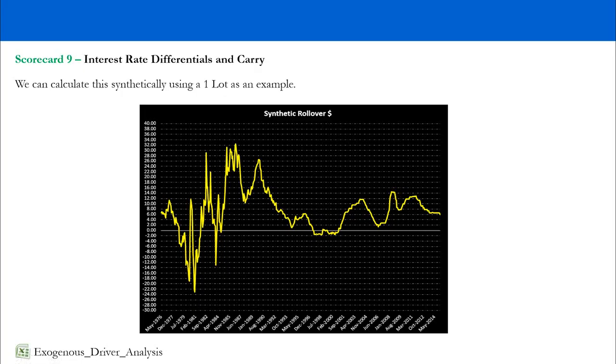So the two things we have to worry about here is obviously the absolute level as to whether the carry is positive or negative when being long Aussie dollar, US dollar, as to whether we get paid or we pay out. So that's a really important thing to concentrate on.